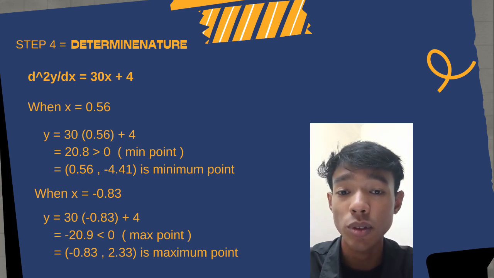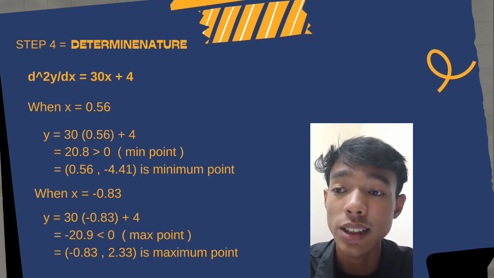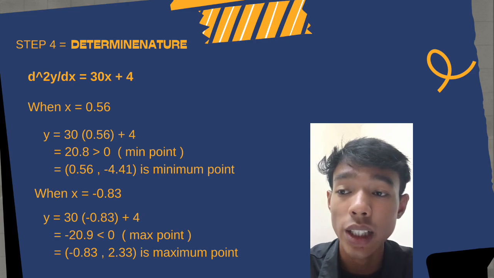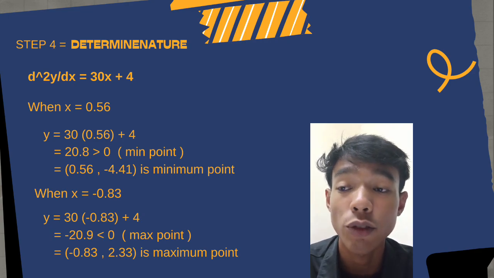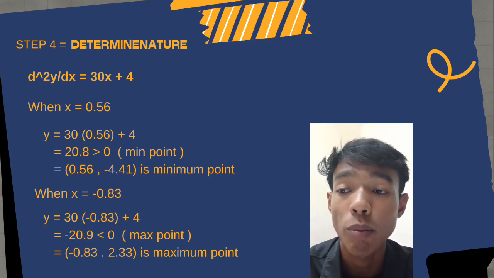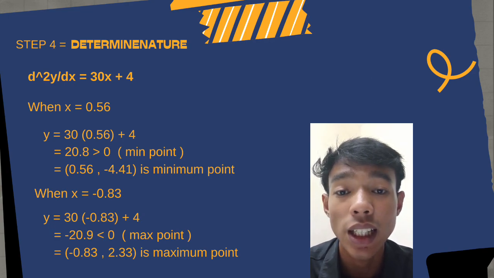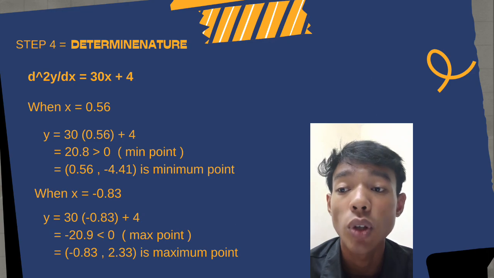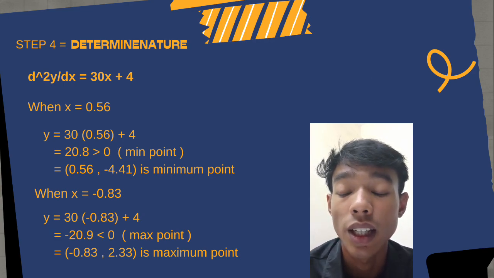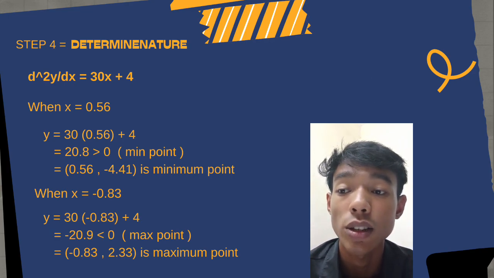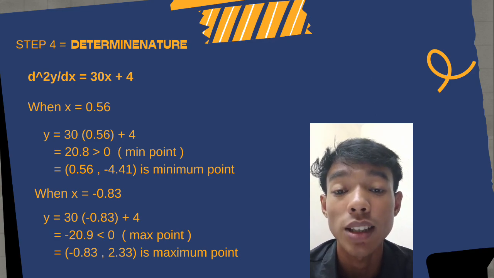Next we substitute another x, x = -0.83, into 30(-0.83) + 4, and the answer is -20.9. This is smaller than 0, so for the graph it is a maximum point, and the point (-0.83, 2.33) is a maximum point.